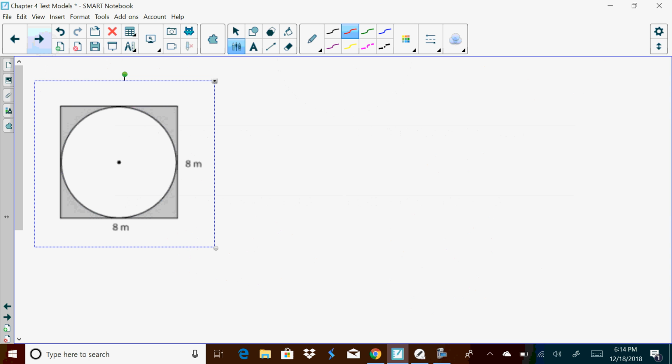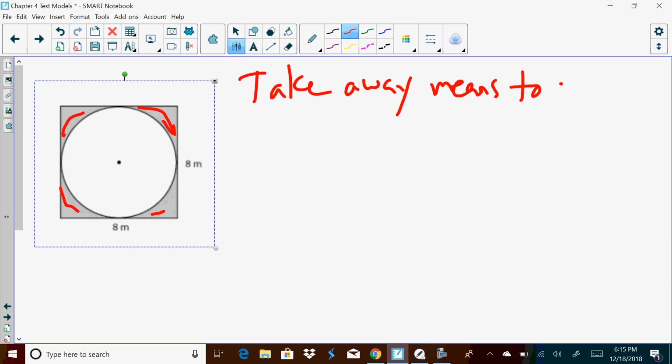Okay. So the next problem talks about finding the shaded part. And when we talk about finding the shaded part, we're talking about finding this part of the outside. So it's like I took away or took out the inside circle. Well, to take away means to subtract.